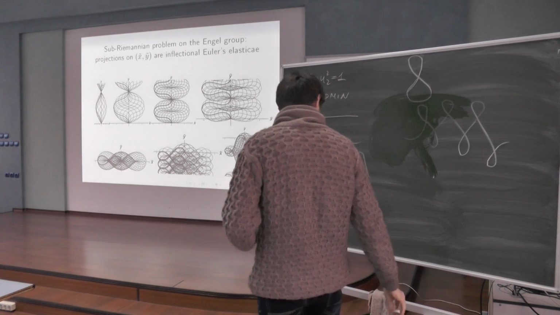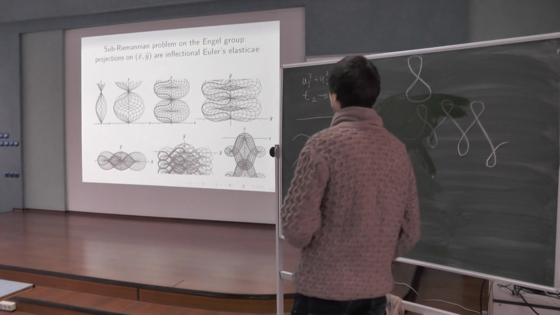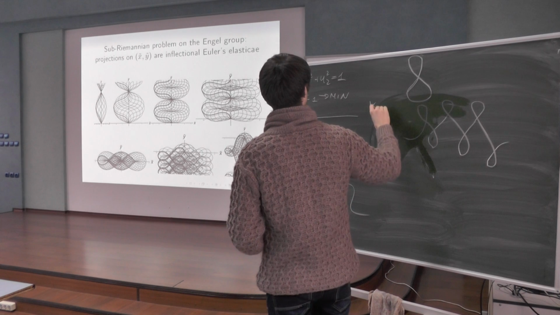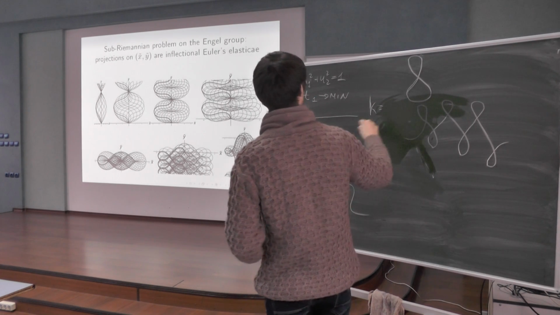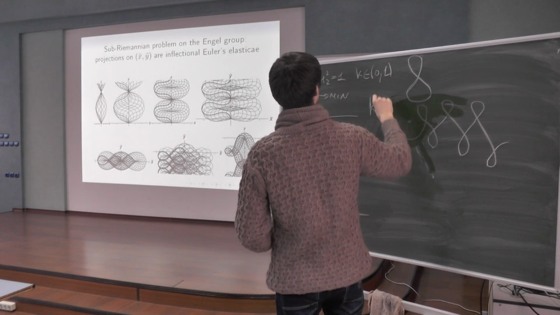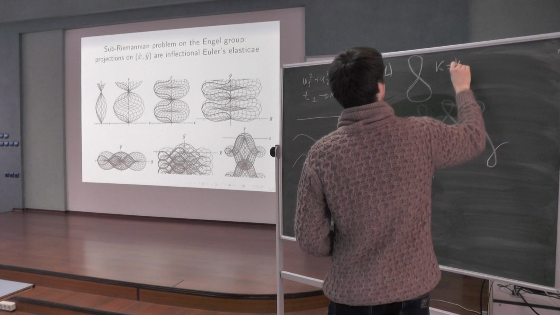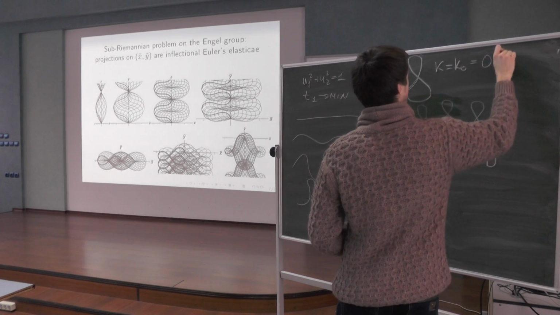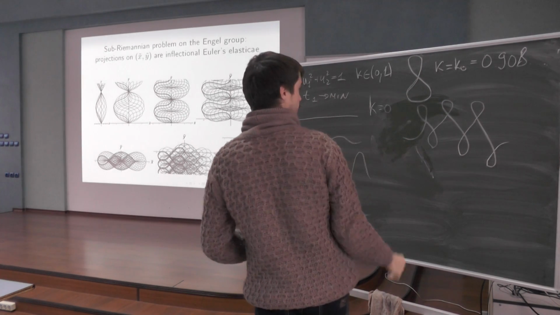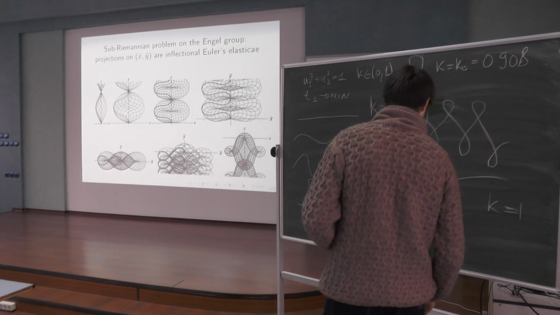So how are those elasticas parameterized? There is a parameter k which defines the form of the elastica, for k from 0 to 1. If k is 0, we have a straight line. If k is k0, which is this value, we have the figure of 8, and in the limit, when k is equal to 1, we have the critical elastica.